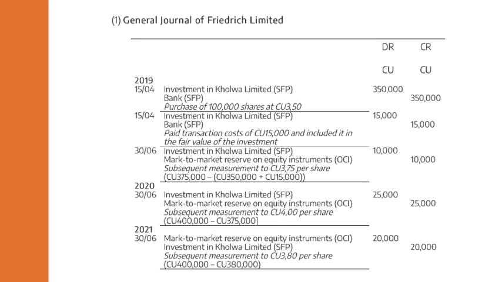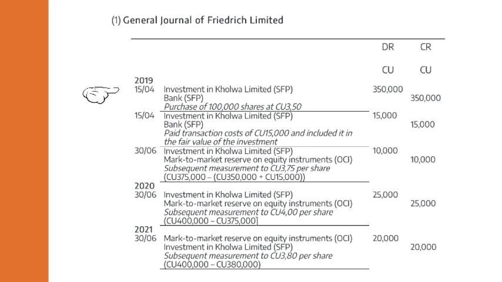Let's start looking at the solution to this example. And I want to start by looking at the general journal. The first journal entry takes place on 15 April 2019, which was the date that Friedrich Limited acquired the investment in the shares of Kolwa Limited.